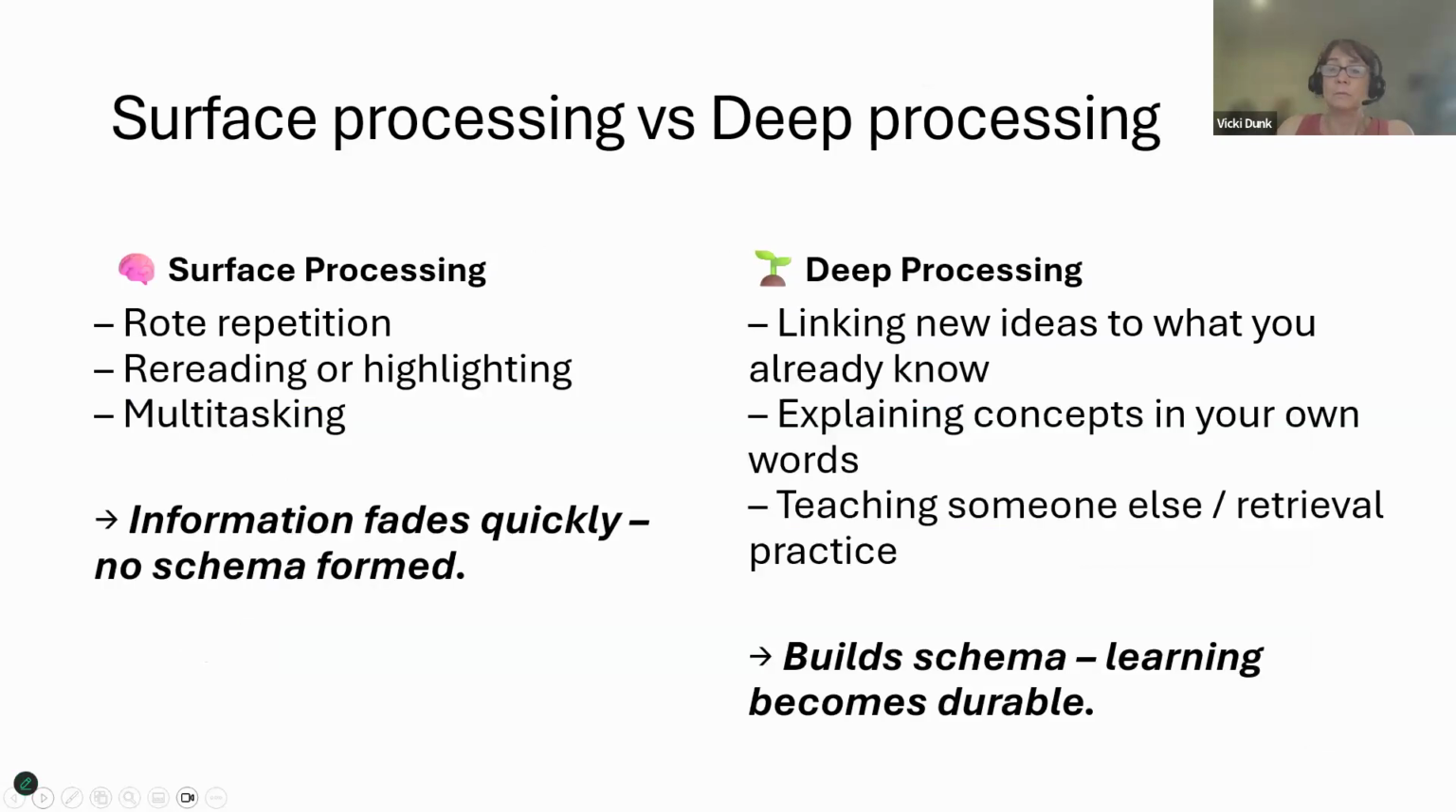So just to sort of summarize that, there's surface processing versus deep processing. Surface processing is where we're just trying to remember it. We're not really trying to understand it. And things like rote learning and rereading and highlighting, they're only ever going to give you surface processing. And when we talk about Bloom's next week, you'll be at the bottom of the pyramid.